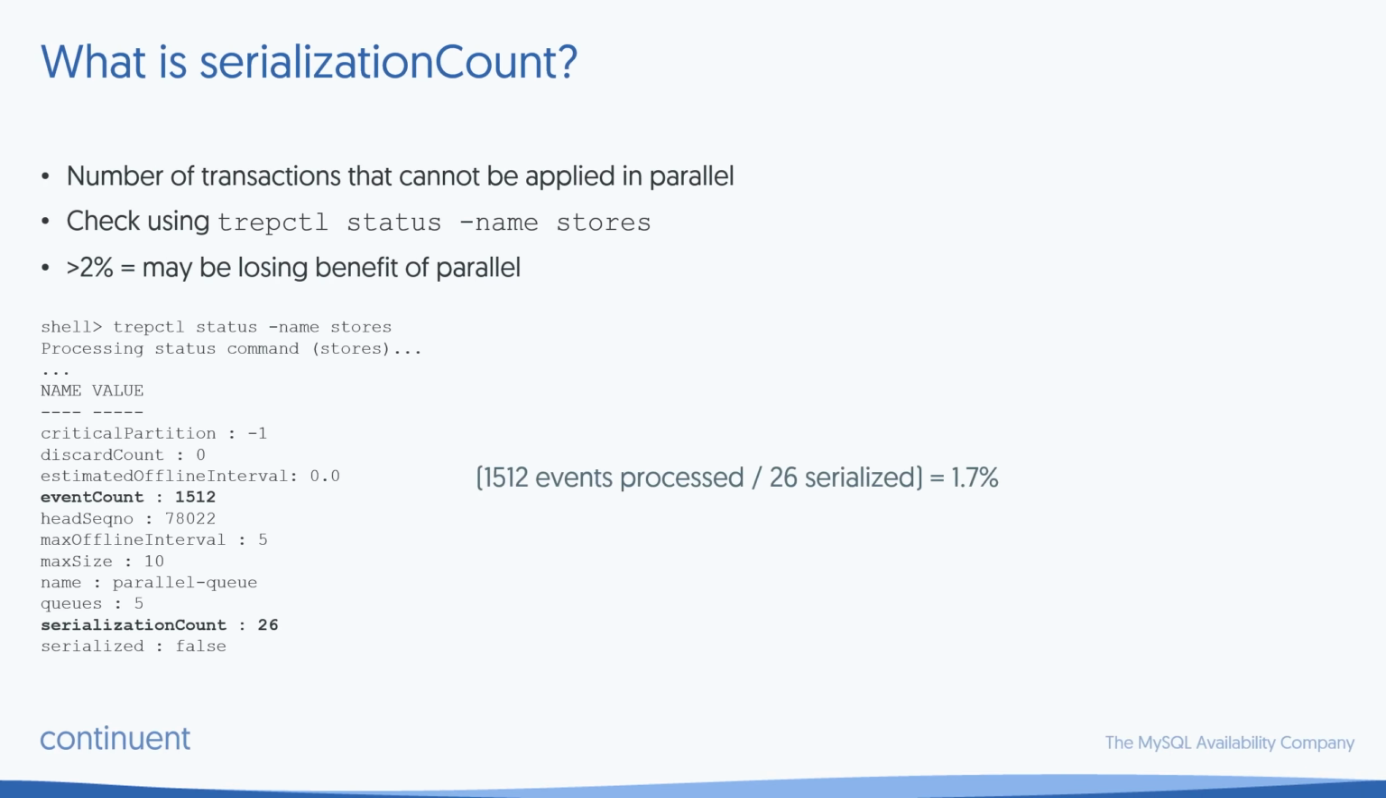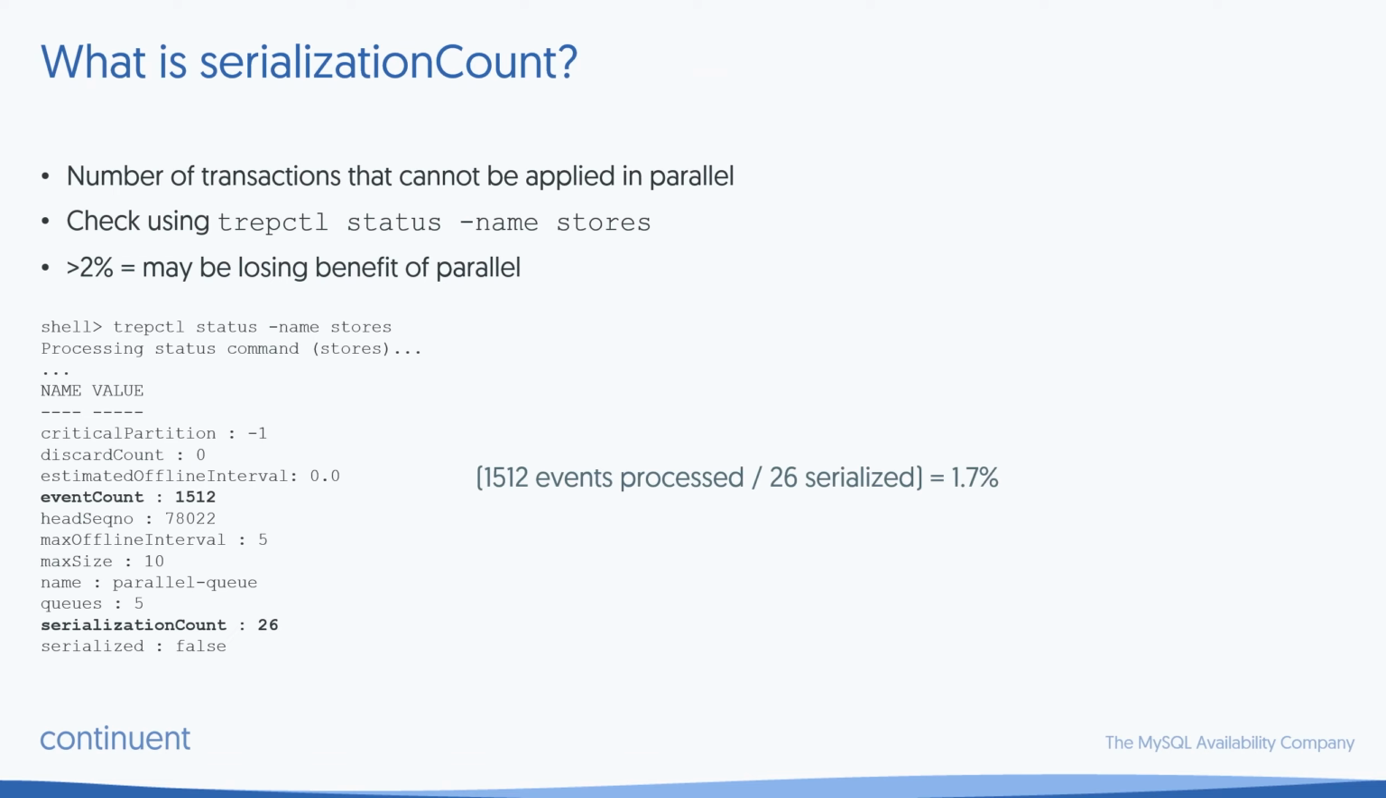So what is serialization count? Well, this refers to the number of transactions that the replicator has handled that cannot be applied in parallel because they involve dependencies across schemas. For example, a transaction that spans multiple schemas, we have to serialize it so that we don't cause an out-of-order update with respect to the transactions that update a single schema only.